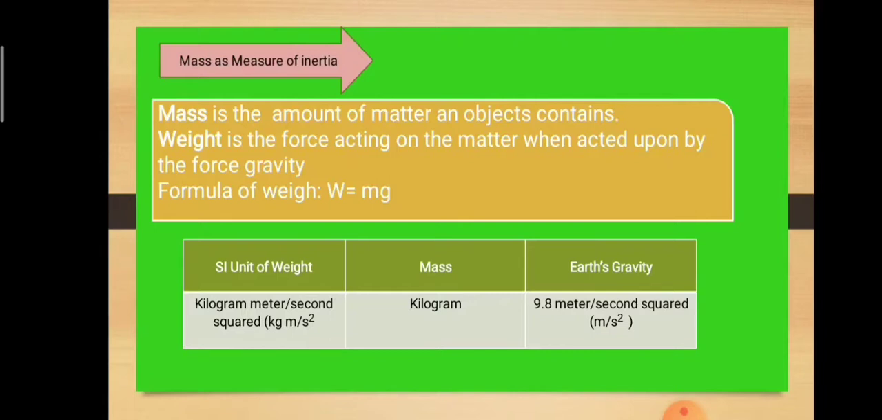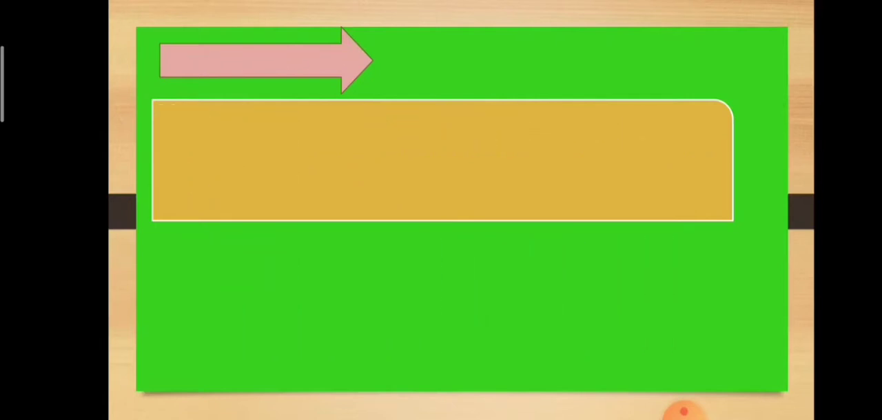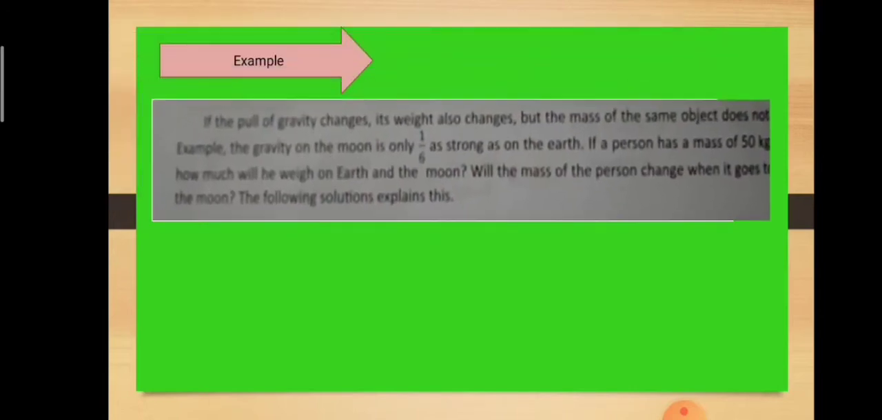Then sa mass, that is kilogram. Then sa Earth gravity, 9.8 meter per second squared. So here's the example. If the pull of gravity changes, its weight also changes, but the mass of the same object does not. For example, the gravity on the moon is only 1/6 as strong as on the Earth.